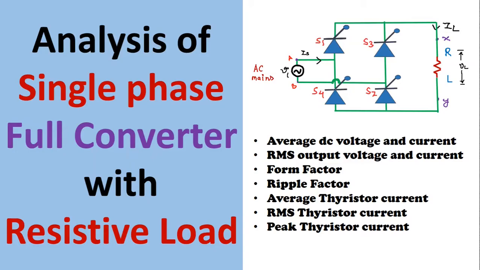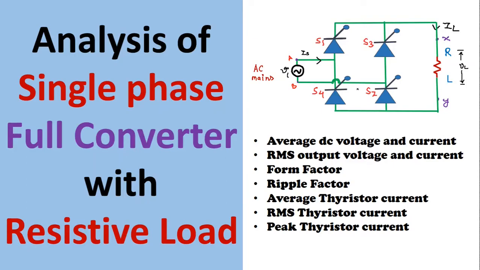This is the circuit diagram of single phase full converter or fully controlled bridge converter with resistive load, as here resistor is connected across the load terminals X and Y. Here we are using 4 SCRs S1, S2, S3 and S4 in the bridge configuration. Therefore, this converter is also called as single phase full bridge converter.